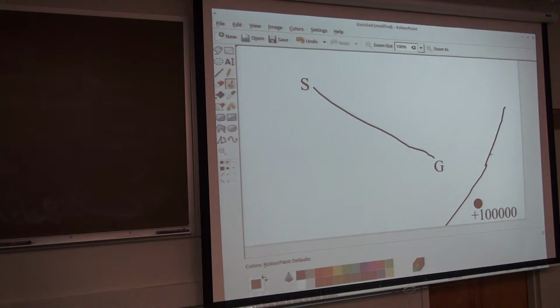Next, I want to dive into an alternative search algorithm. Has anybody ever heard of something called A-star search? Anybody's heard of that? Okay. A-star search is the search algorithm of choice for a lot of problems.